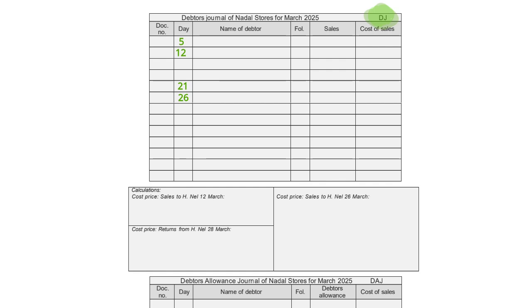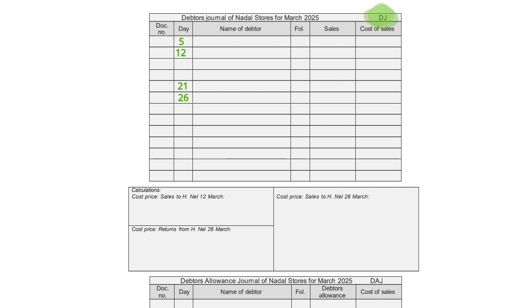Let's complete the debtors journal of Nardal Stores for March 2025. The second color I used for all my debtors journal transactions was green. So go back to exercise 2.1 where you highlighted all your transactions and go to the second color that you used. You will see that the dates were the 5th, the 12th, the 21st, and the 26th.